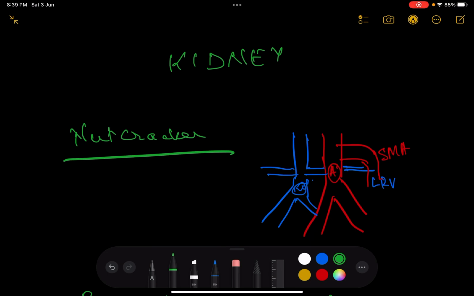Okay, so what is going to occur here is that the left renal vein is going to be compressed between the superior mesenteric artery and the aorta, which is the nutcracker syndrome, and this can sometimes result in a varicocele. So that's quite important when we talk about this.